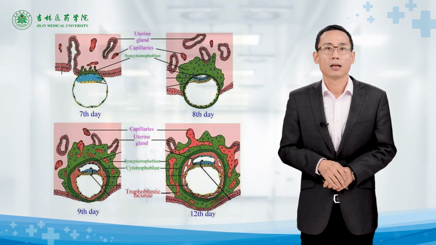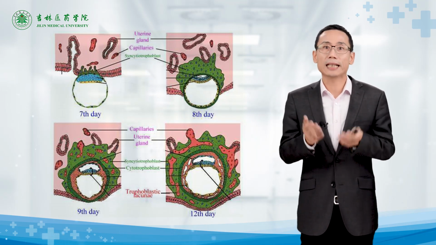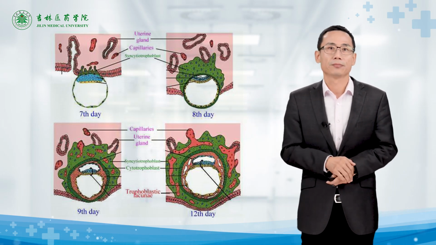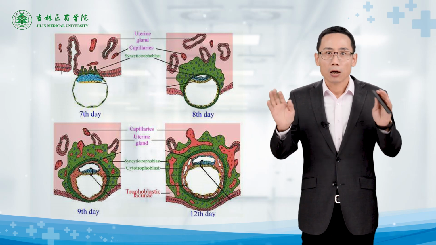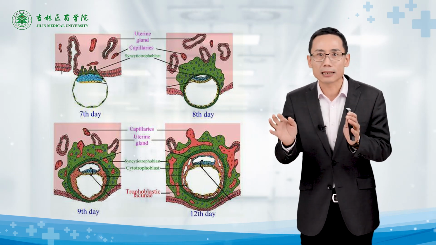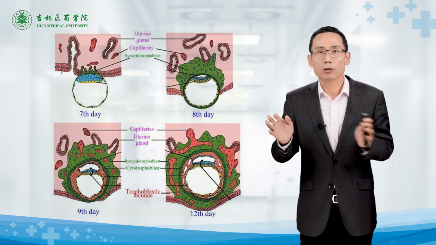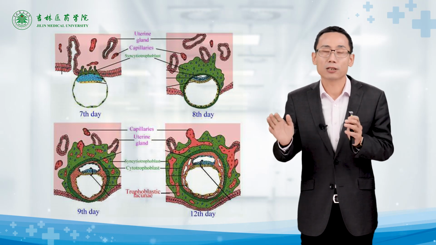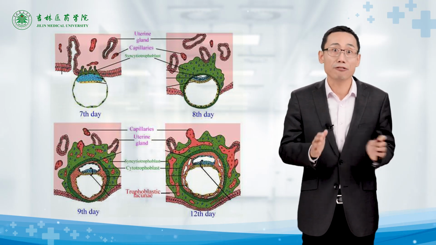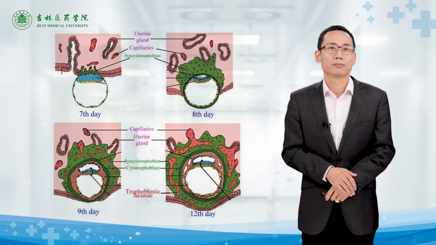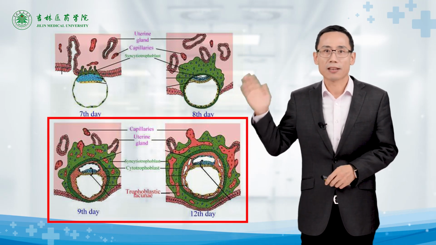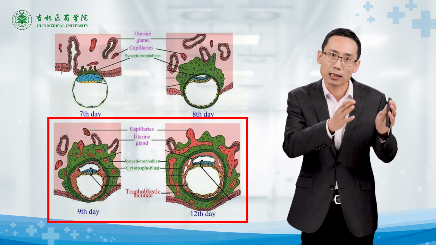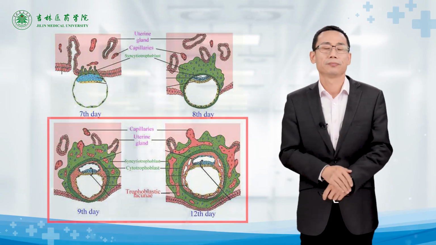At this time, the whole trophoblast of the blastocyst is divided into 2 layers and thickens rapidly. There are small lacunae in the syncytial trophoblast called trophoblast lacunae, which soon communicate with the small blood vessels of the endometrium and are filled with maternal blood. Look at the 9th and the 12th day. The syncytial trophoblast contacts the maternal blood and can absorb nutrition.